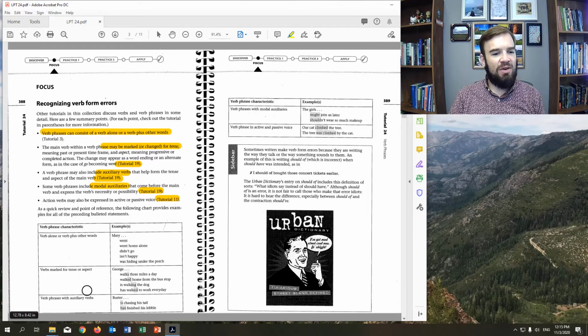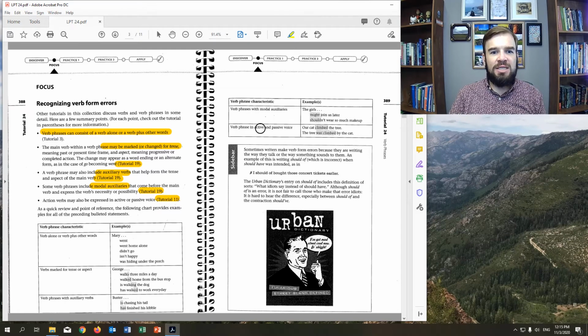Verb phrases can also have auxiliary verbs. So Buster is chasing his tail. Is is the auxiliary to create the present continuous. Buster has finished. Has is the auxiliary verb for the present perfect. Verb phrases with modal auxiliaries: The girls might join us later. The girls shouldn't wear so much makeup. Might and should are our modals in these verb phrases.